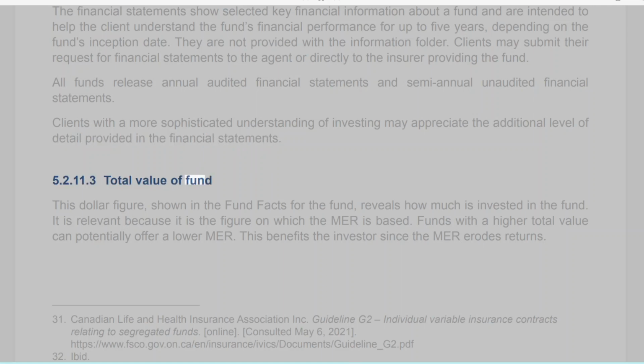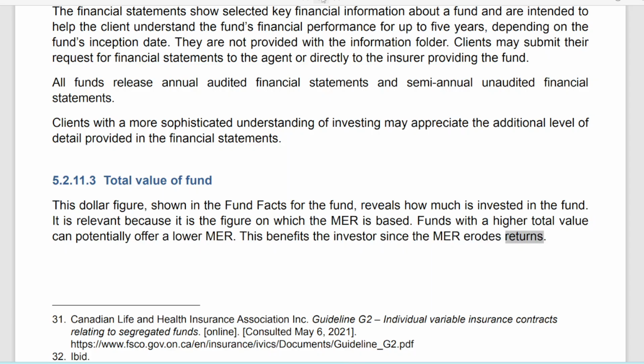5.2.11.3 Total Value of Fund. This dollar figure, shown in the fund facts for the fund, reveals how much is invested in the fund. It is relevant because it is the figure on which the MER is based. Funds with a higher total value can potentially offer a lower MER. This benefits the investor since the MER erodes returns.